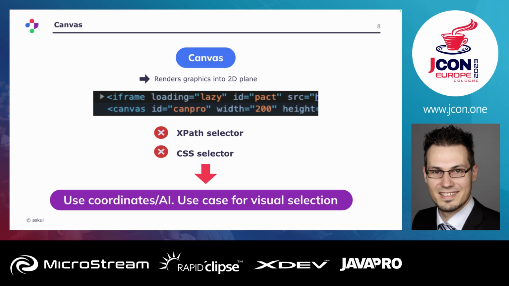So you can use coordinates there, you can use AI there, and this is a use case for visual selection. The problem with coordinates and AI is, especially in the native space, you have a lot of different form factors, so coordinates fail for different form factors. You have to write a test case for every form factor, and this is basically impossible.